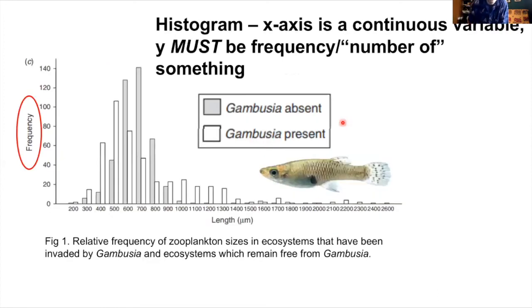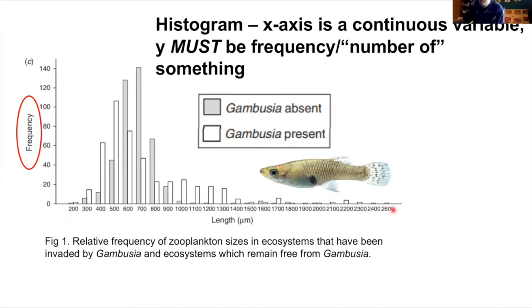Next type of graph we'll look at is a histogram. Now, a histogram at first looks very similar to a bar chart. But the big difference between a histogram and a bar chart is this. The x-axis is a continuous variable. And also the y-axis must be frequency or number of something. So when you're looking at a histogram, this must be continuous. In this case, it's length. So length goes from, in this case, 200 to 2,600.